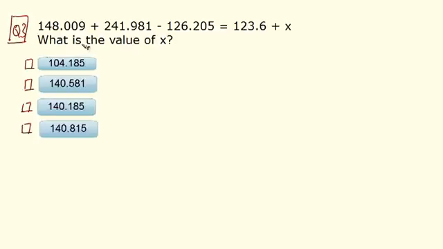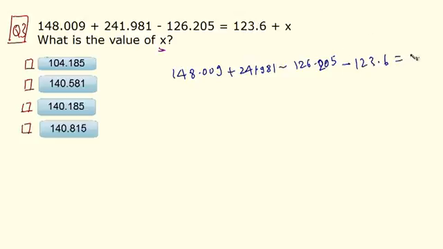Question 3. You have to find out the value of x from this expression. We can take x on the right hand side and bring all the other terms to the left hand side of the equal to. So we have 148.009 plus 241.981 minus 126.0205. Then again this comes to the left hand side, so it becomes minus 123.6 equals to x. Now let's add these two terms.